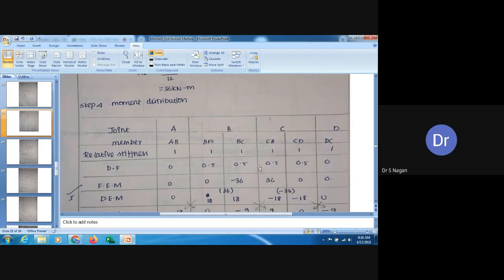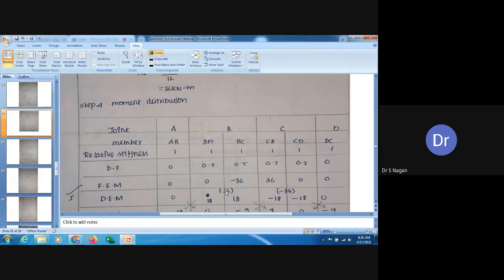So to balance this, we need to apply +36. So ask them to write this within bracket and using pencil, in between these two. Please write the balancing moment. So the balancing moment for this joint will be +36. Ask them to write here using pencil. That is more important, because otherwise you'll get confused finally. And within bracket also. So this is the balancing moment.